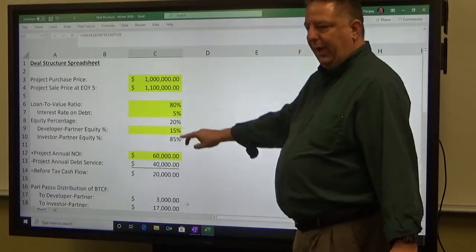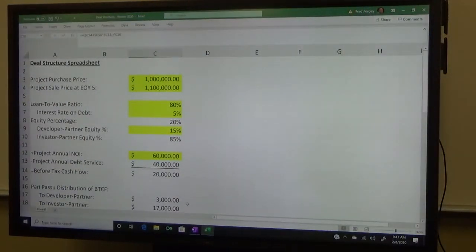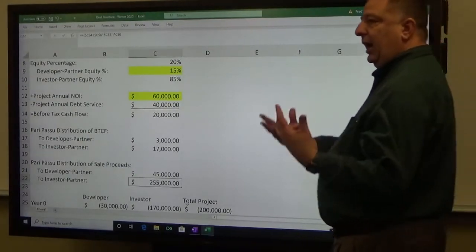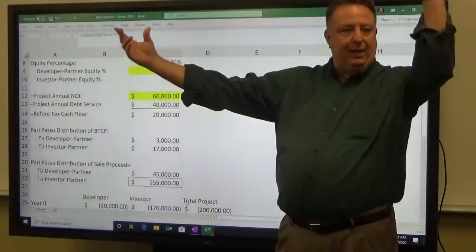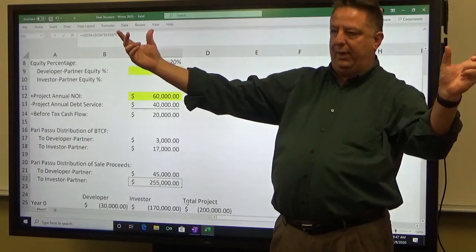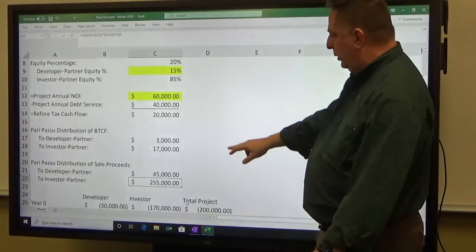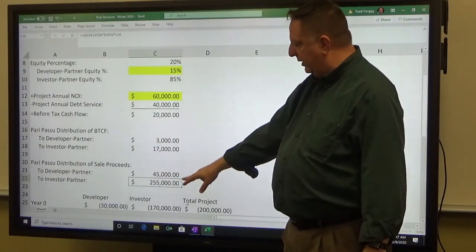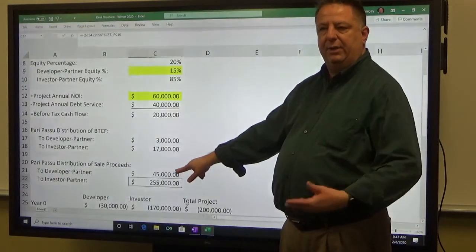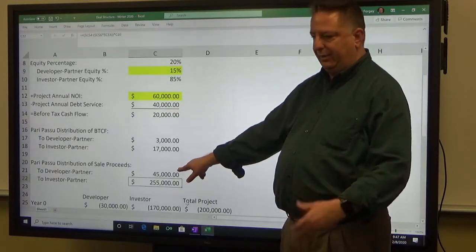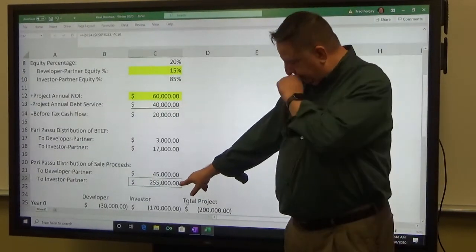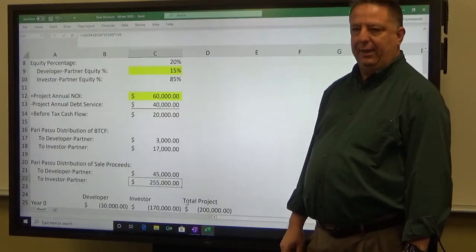Yes? Okay. So what that means then, upon sale, is that the 200,000 of original equity plus the 100,000 in capital gain, or $300,000 total, is going to go proportionally to the developer and to the investor. 15% of 300,000 is 45,000. 85% of the 300,000 is 255,000. Does everybody see that?